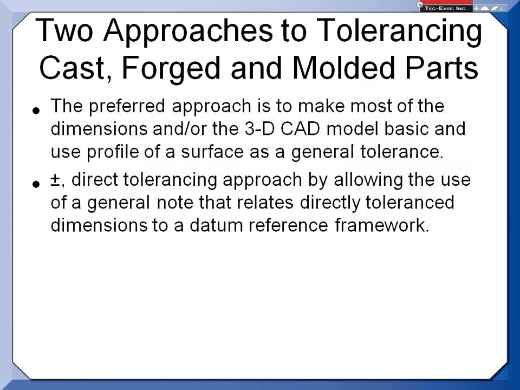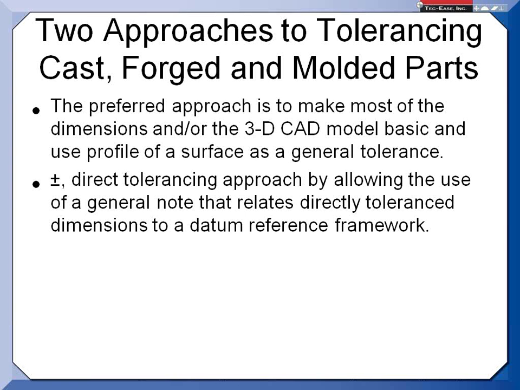Okay. In general, there's two approaches to tolerancing cast, forged, and molded parts. And as we called it molded parts, that's what the ISO committee does. They don't know how to spell mold. They spell it M-O-U-L-D-E-D. But they group everything into this category of molded parts, stuff with draft, and that includes forgings.